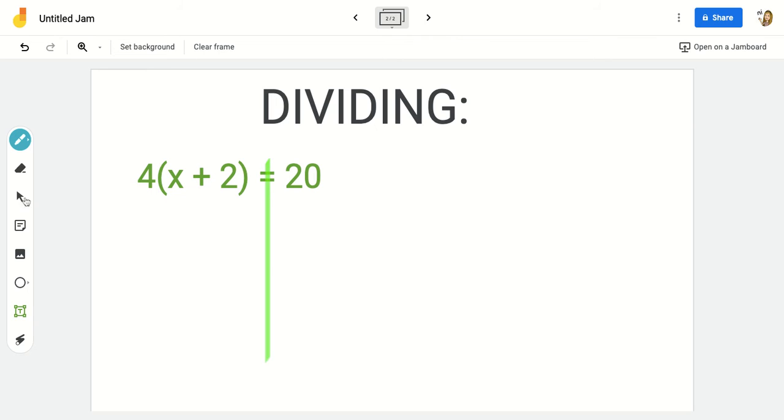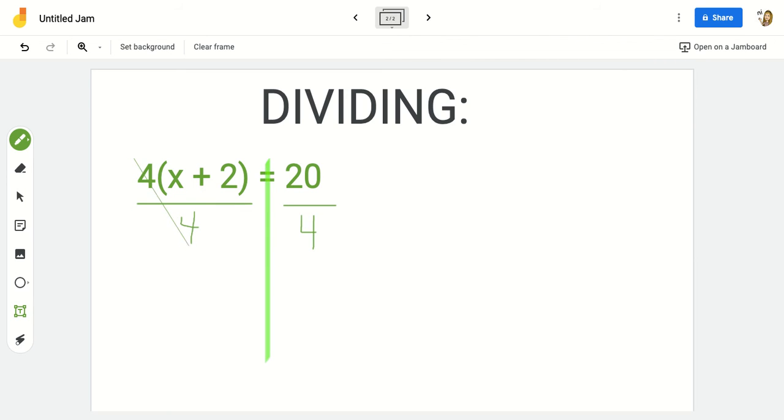Now the other way you could have solved the equation is by first dividing. When you divide, that means I'm going to divide this entire left side of the equation as well as the right side of the equation by 4. I'm dividing by the number that's in front of the parentheses. Remember, the distributive property means you multiply the number on the outside by the terms on the inside. So to get rid of this 4, I'm doing the inverse of multiplication, which is division.